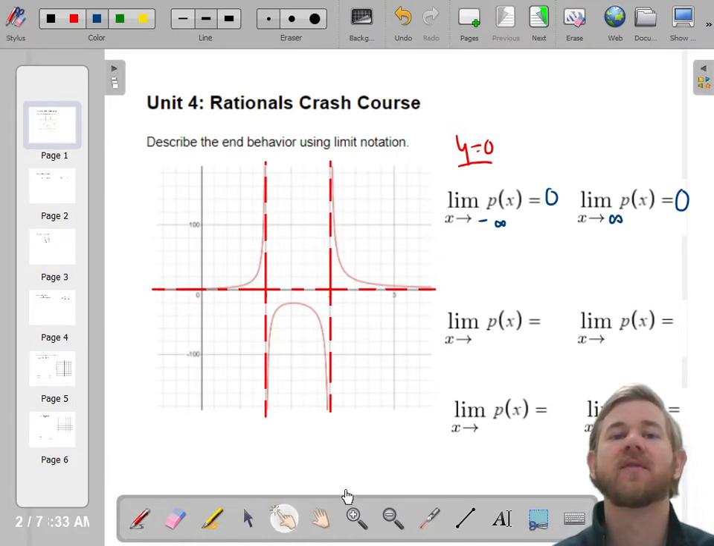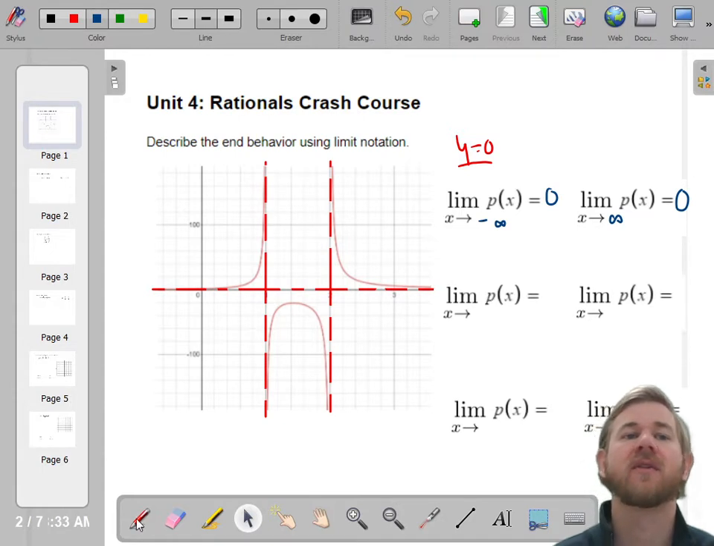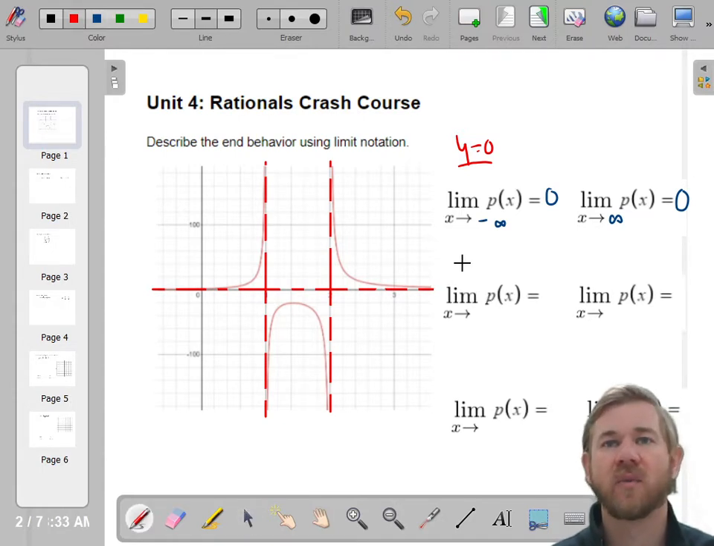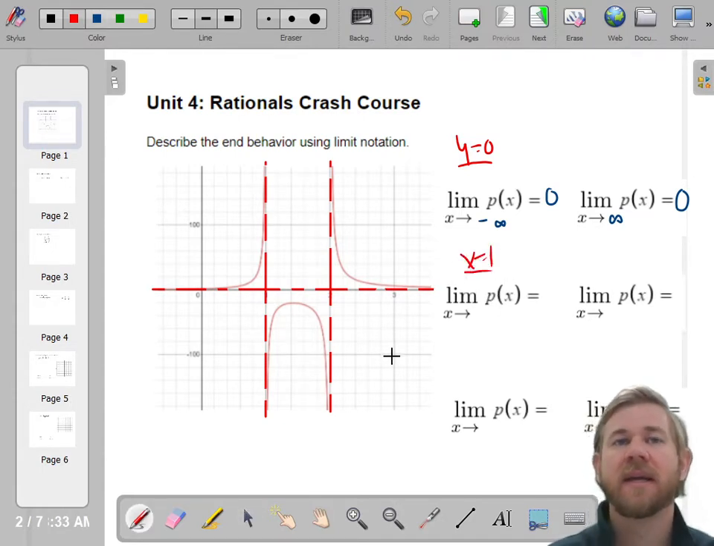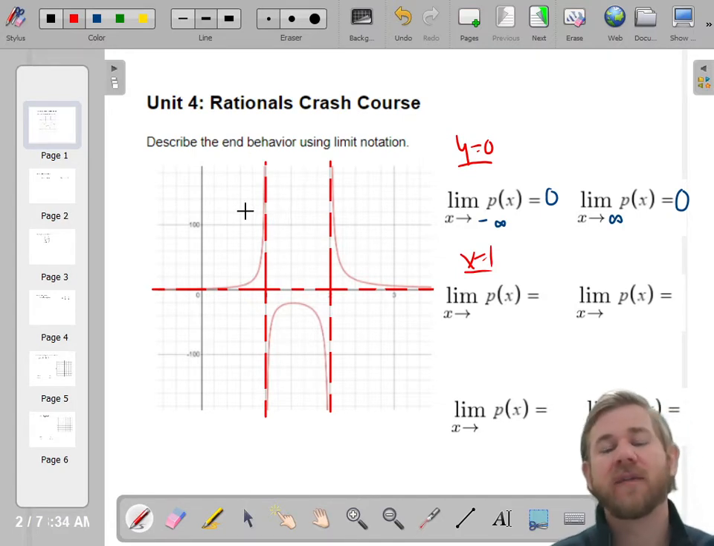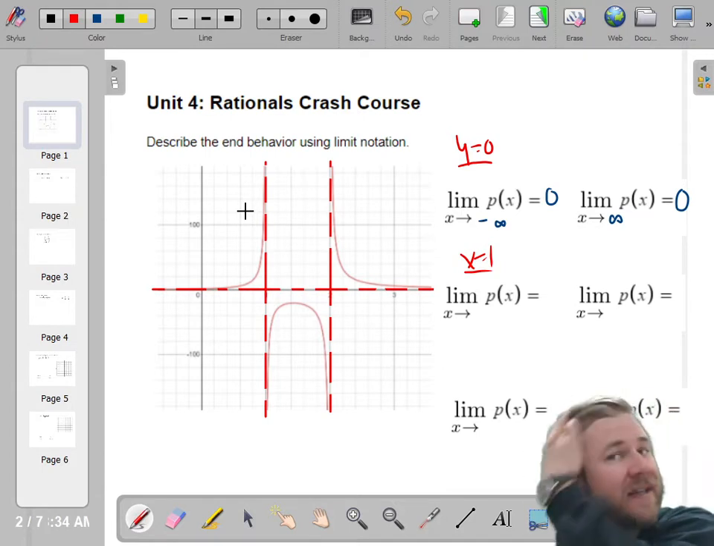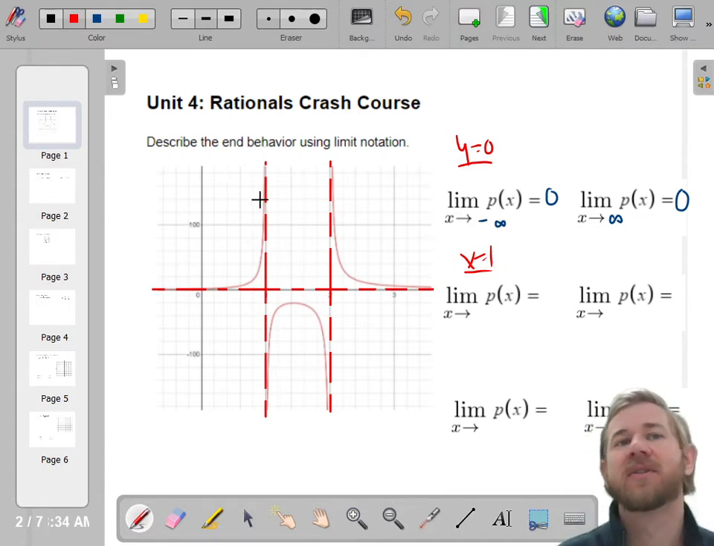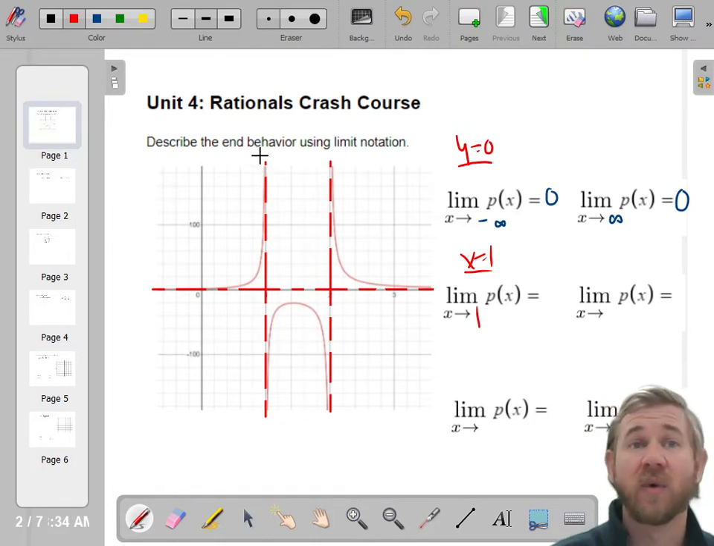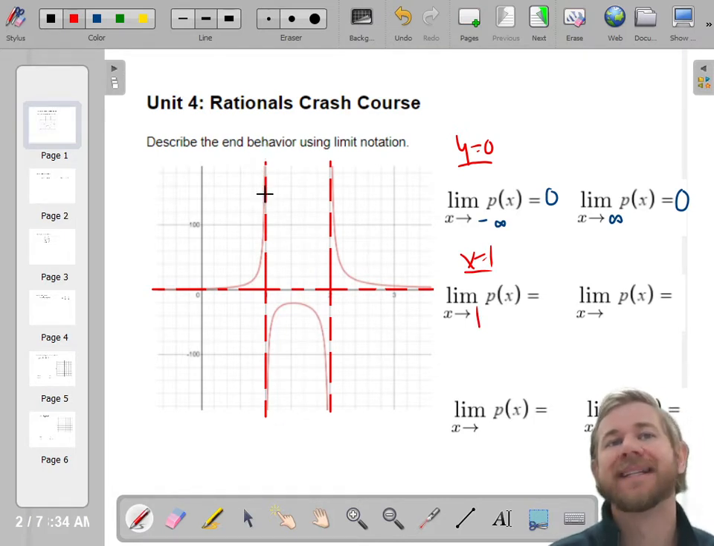Now let's do some of the vertical asymptotes. So we got a vertical asymptote at, let's do x equals 1 next. Now when we talk about vertical asymptotes, you have to remember on which side of the asymptote we are describing. If you just say x approaches 1, it's like, well, it's this one or this one. So we need to differentiate.